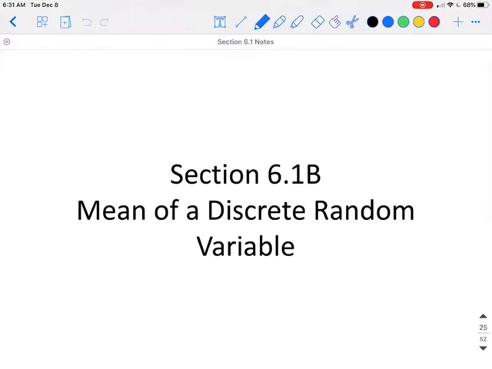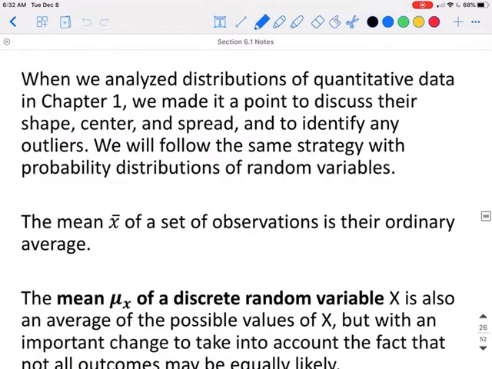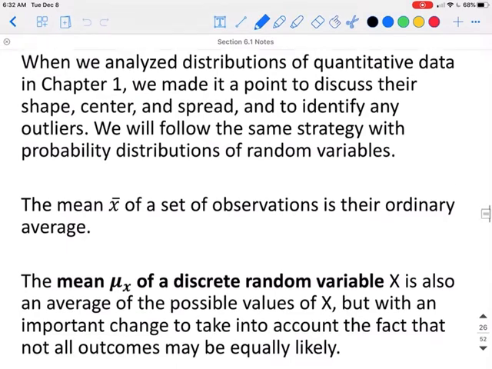This is section 6.1, part B, mean of discrete random variable. When we analyzed distributions of quantitative data in chapter 1, we made it a point to discuss their shape, center, and spread, and to identify any outliers. We will follow the same strategy with probability distributions of random variables.